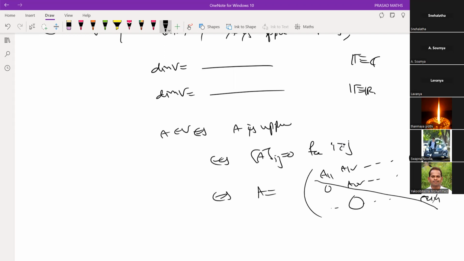How many free variables are in the first row? n. How many in the second row? n minus 1. How many in the nth row? 1. The total sum is 1 plus 2 plus 3 plus up to n. This is nothing but n into n plus 1 by 2. So what is my dimension? n into n plus 1 by 2. But when you are working with the real field, it is double.